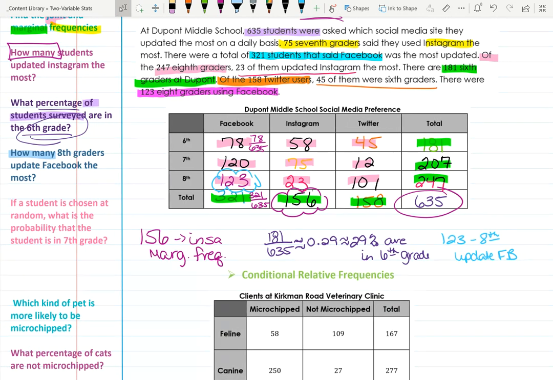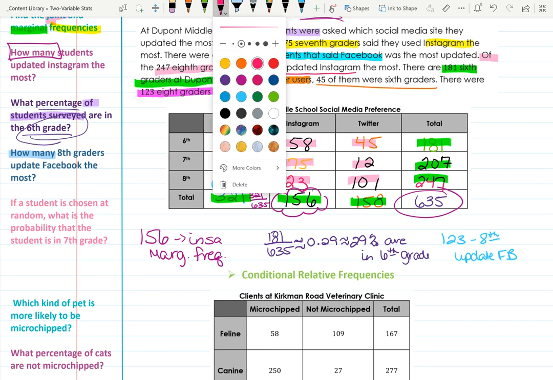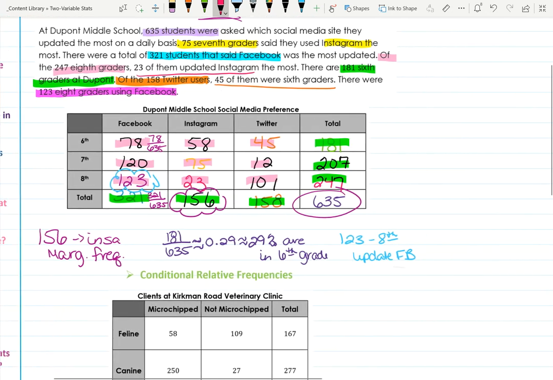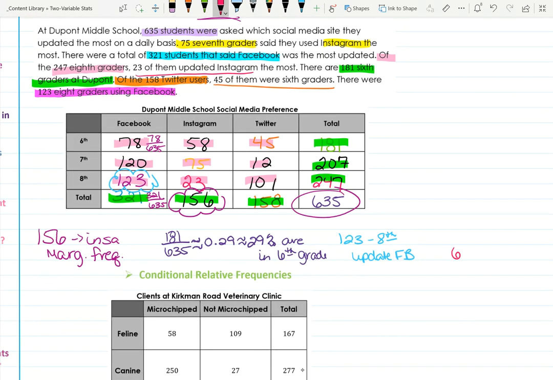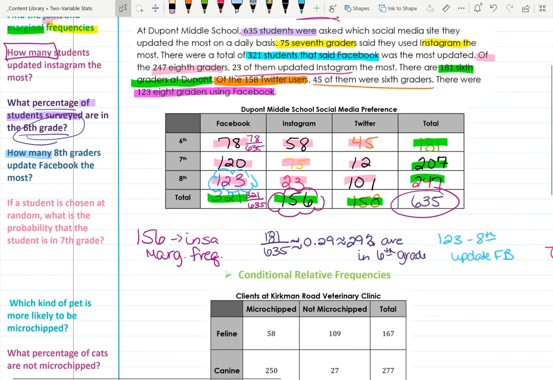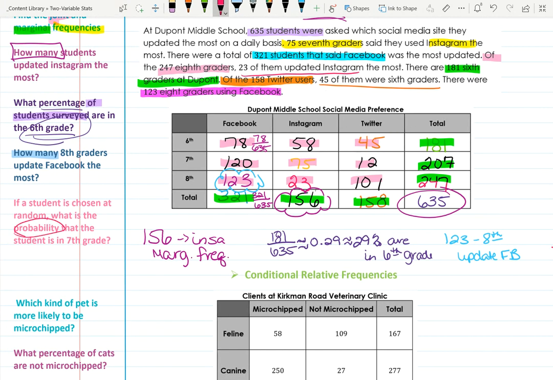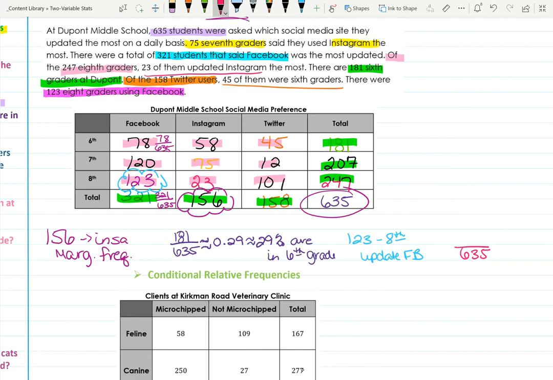Okay, so our last question, if a student is chosen at random, what's the probability that the student is in 7th grade? So if a student is chosen at random, so we're still talking about the whole group of students, what's the probability that the student is in 7th grade? So out of all of the students, so out of those 635, what are we looking for again? Probability that they are in 7th grade. So our 7th grade students. And we're looking for probability.